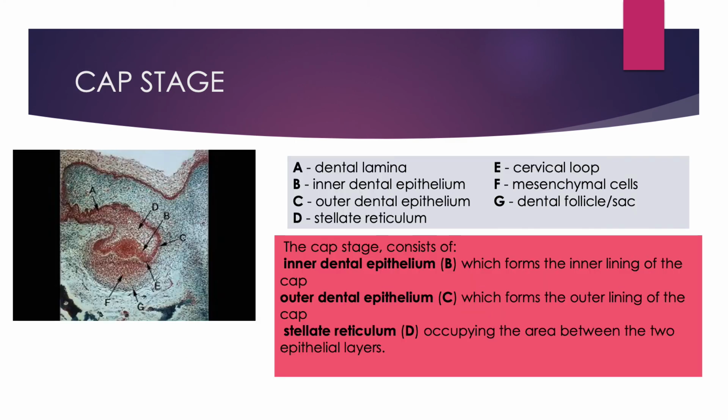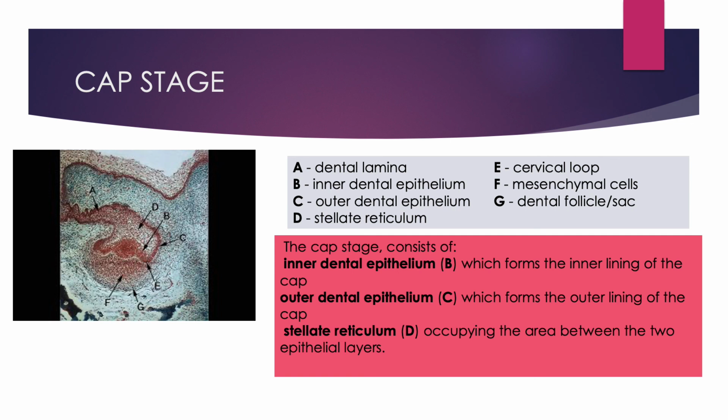Next, we will learn about the cap stage. As we can see here, the dental organ in the cap stage consists of the inner dental epithelium at B, which forms the inner lining of the cap, the outer dental epithelium at C, which forms the outer lining of the cap, and the stellate reticulum at D, occupying the area between the two epithelial layers.